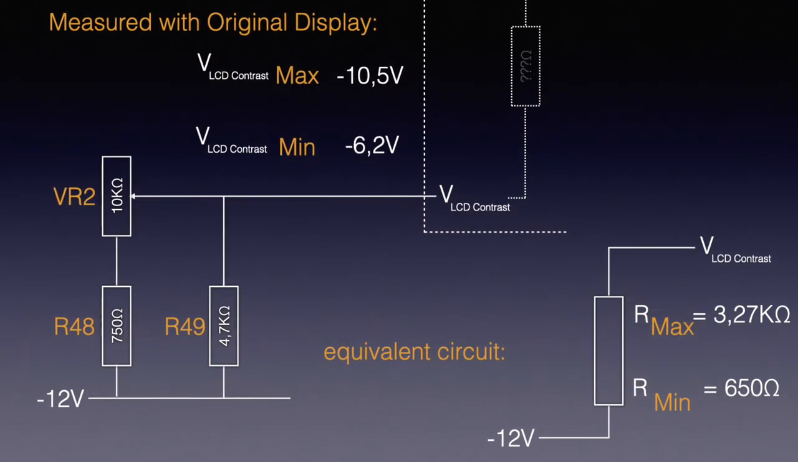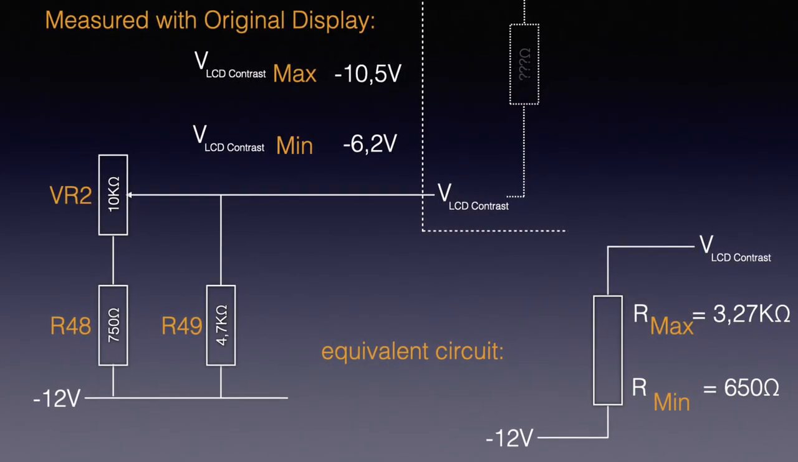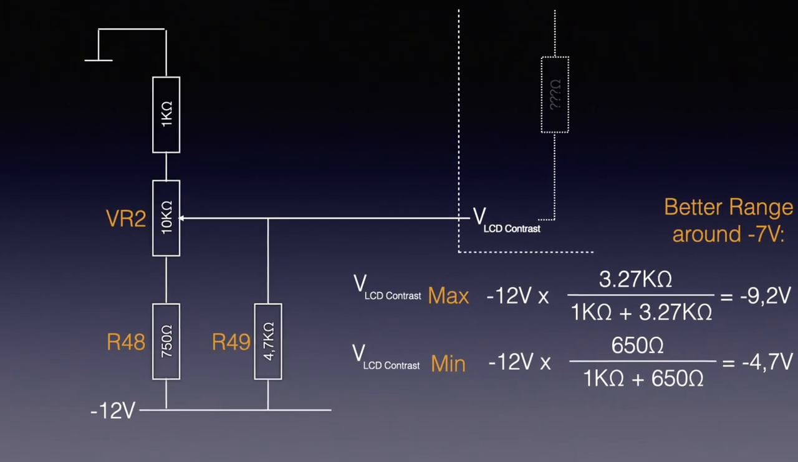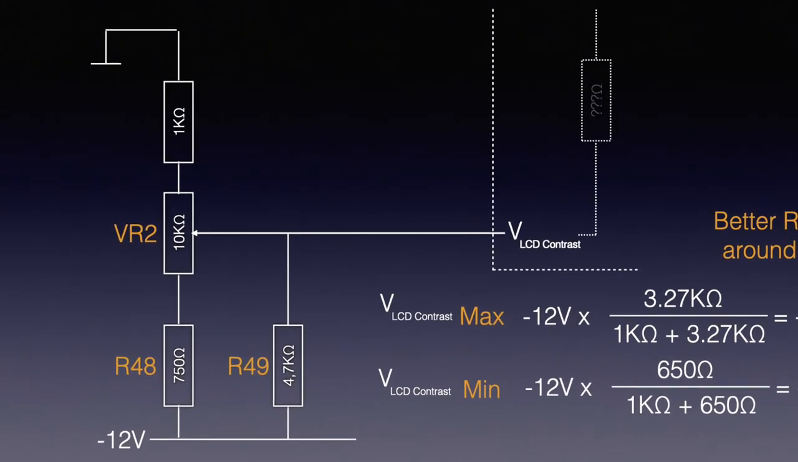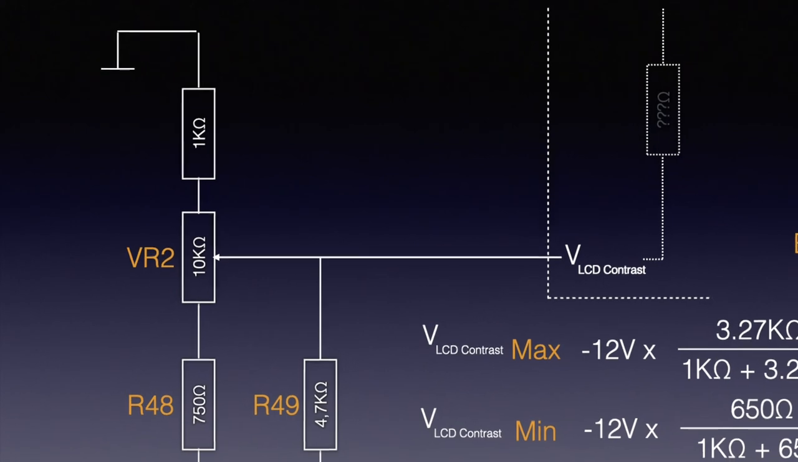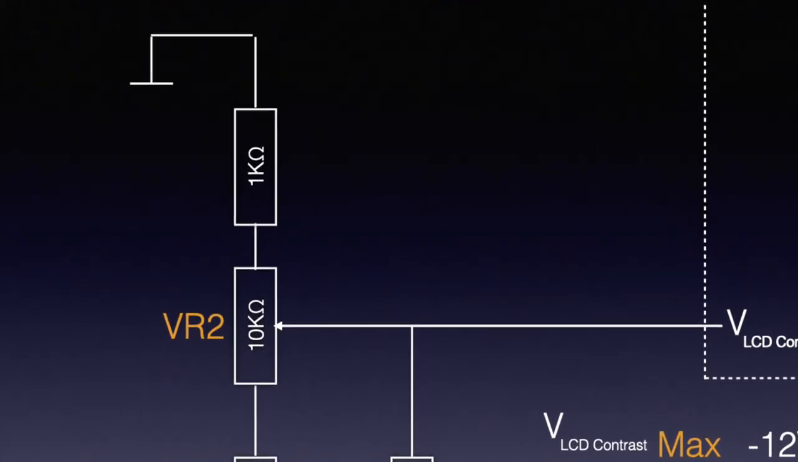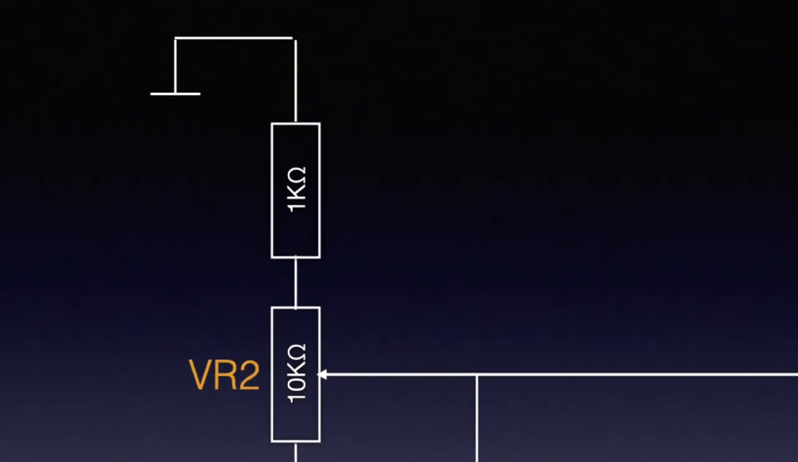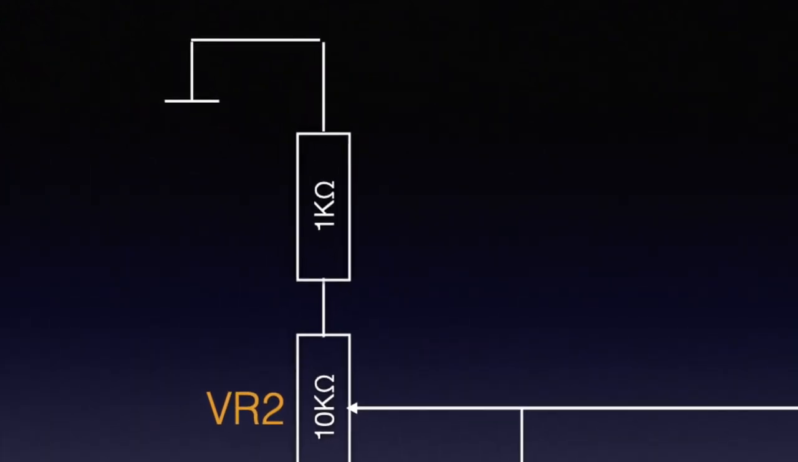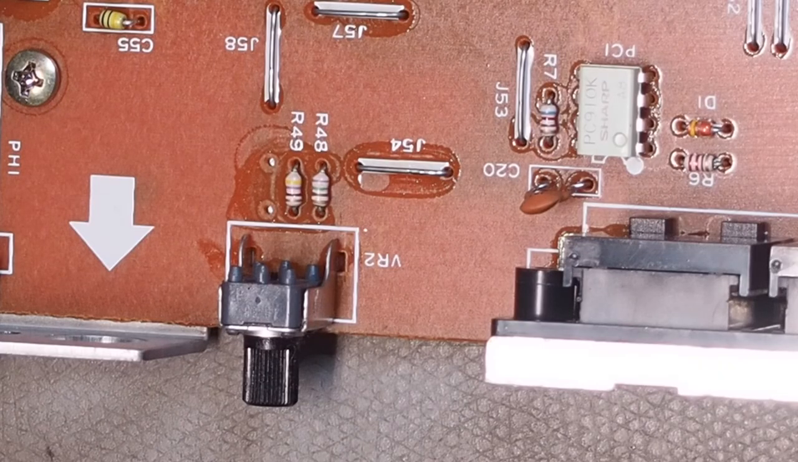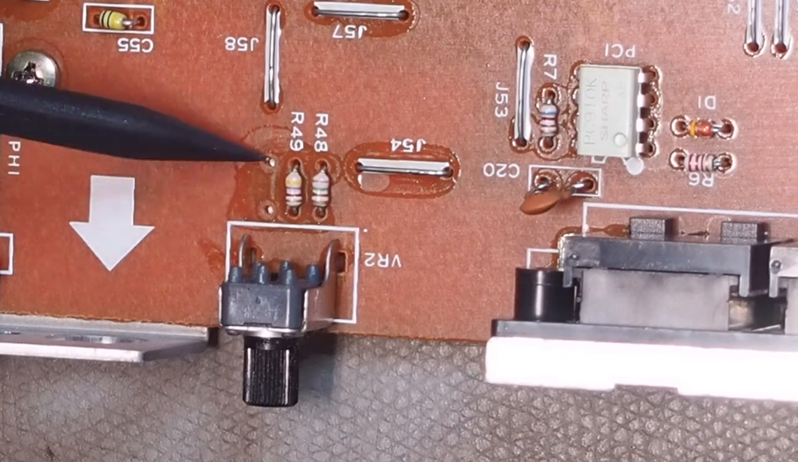Well, the problem is that the new LCD uses a different voltage range to control the contrast compared to the old display. If I would not change anything, the display would not be clearly readable. So we have to change that. Long story short, by the addition of a 1 kilo ohm resistor to the existing circuit, we can change that range. And Korg even prepared the PCB for such a change and left two holes and solder pads to do this.